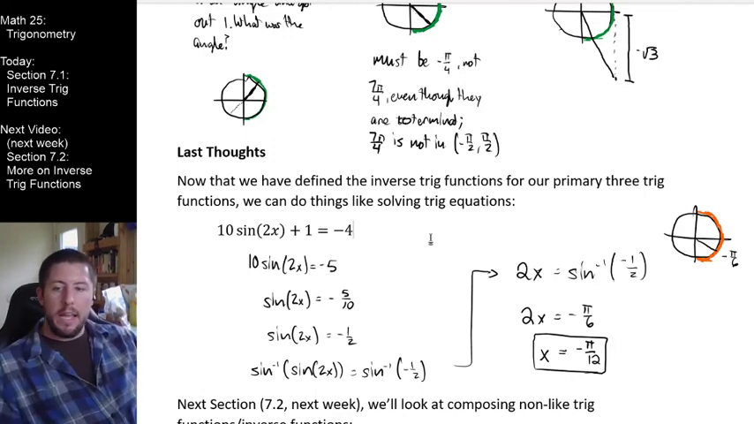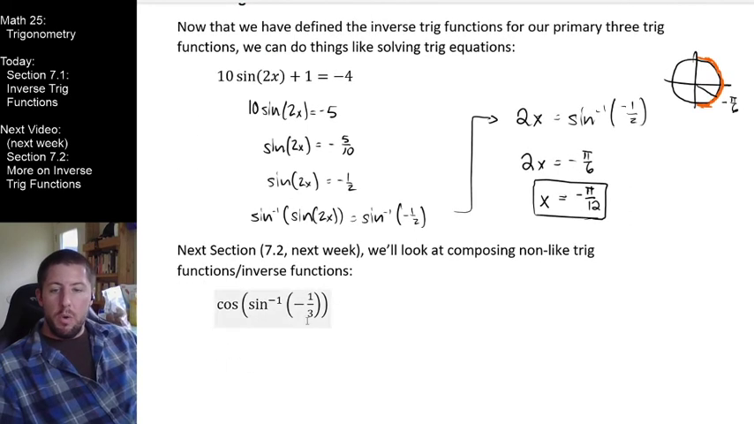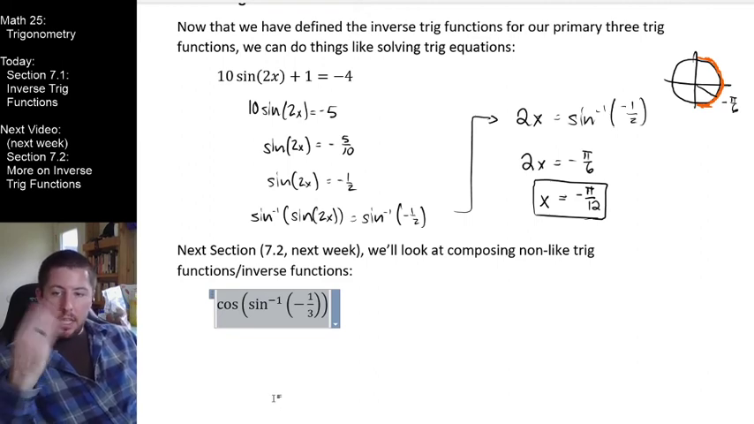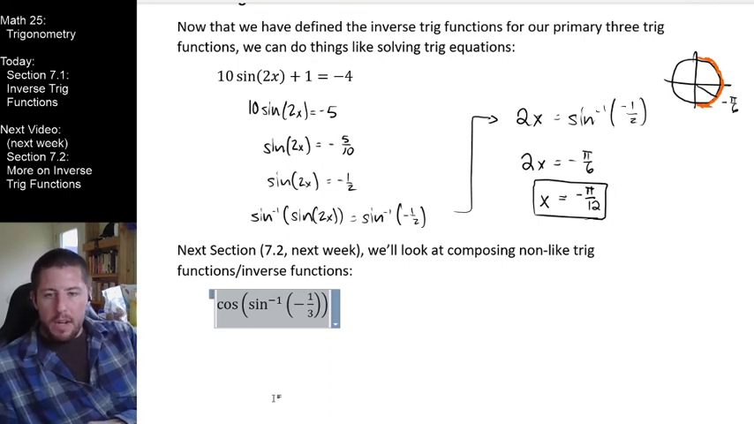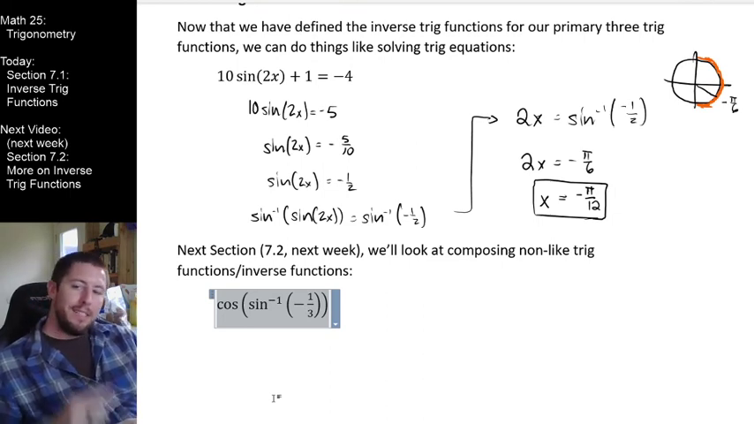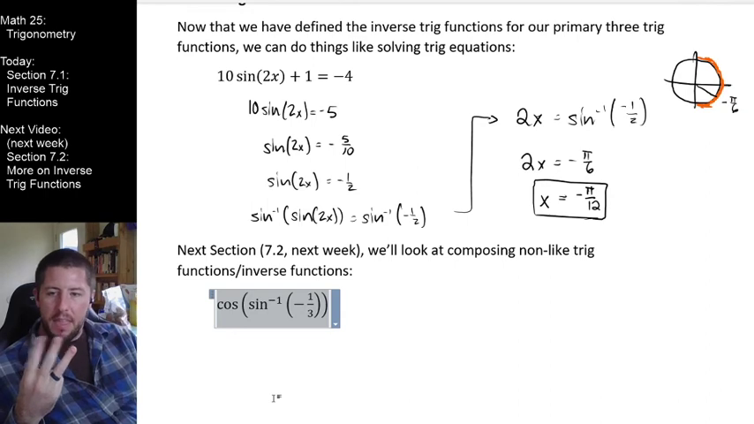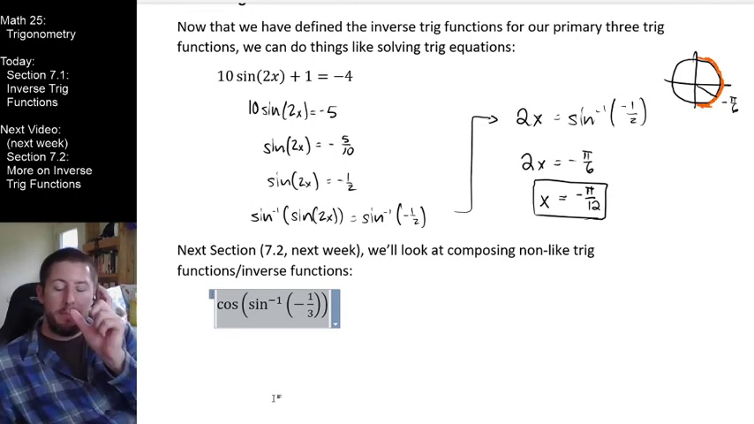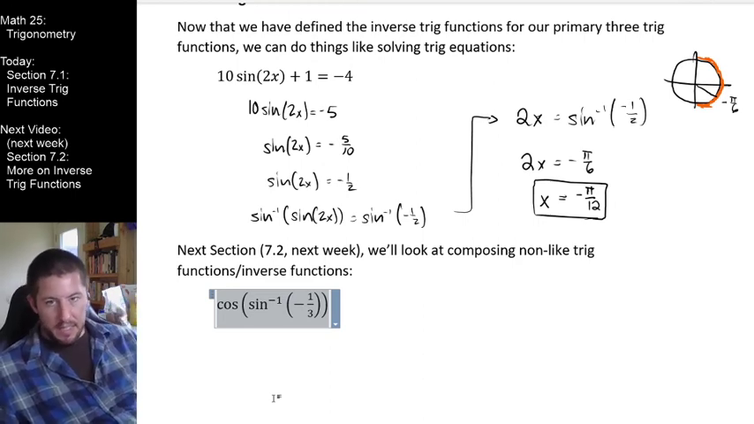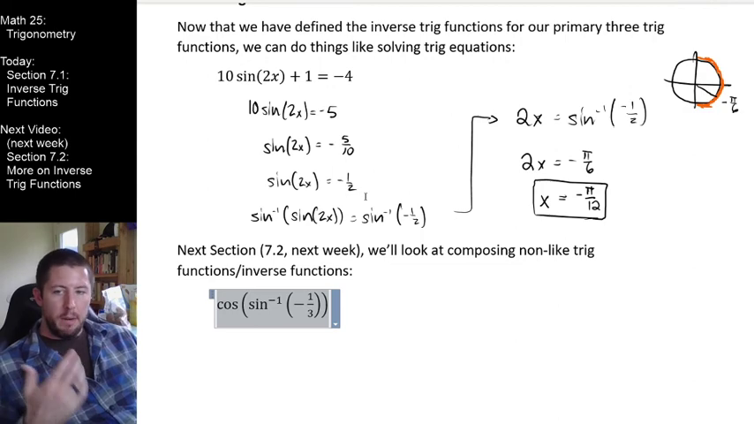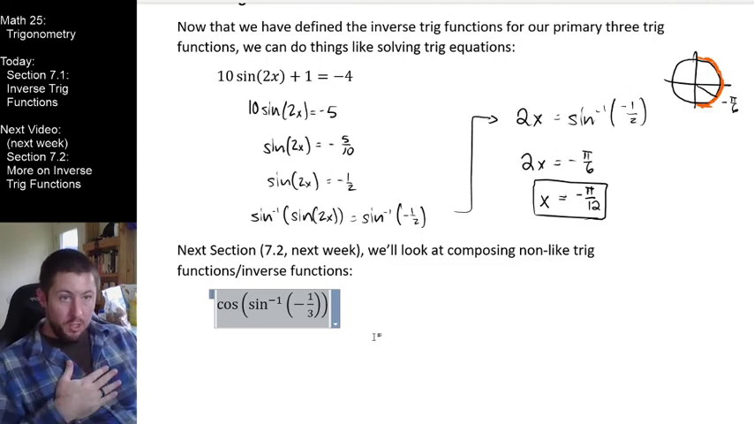So next week, we're going to hit 7.2. In 7.2, we're going to look at how we compose trig functions and inverses where they're not the same function, right? How do we compose a cosine with a sine inverse, stuff like that. So that's what we're going to talk about next week in 7.2. Then in 7.3, 7.4, 7.5, I think it is, we're going to look at trig identities. That is a trig expression that's represented as a different trig expression. And then I think it's 7.6, 7.7, we get our equation solving, and that's the bulk of chapter 7 right there.